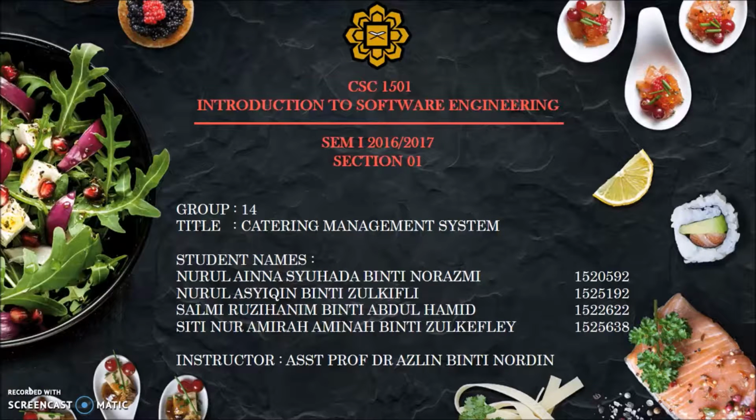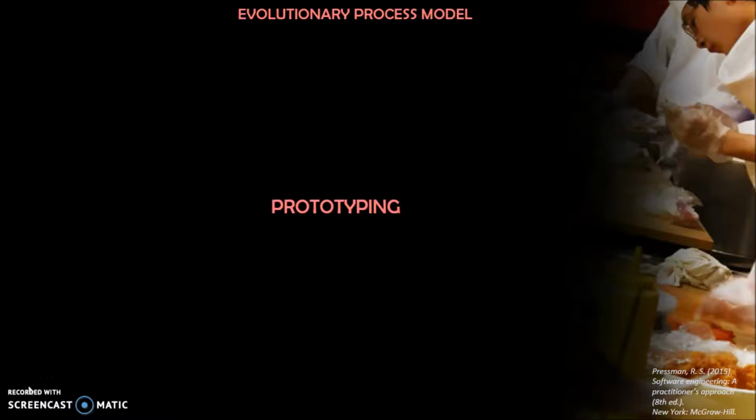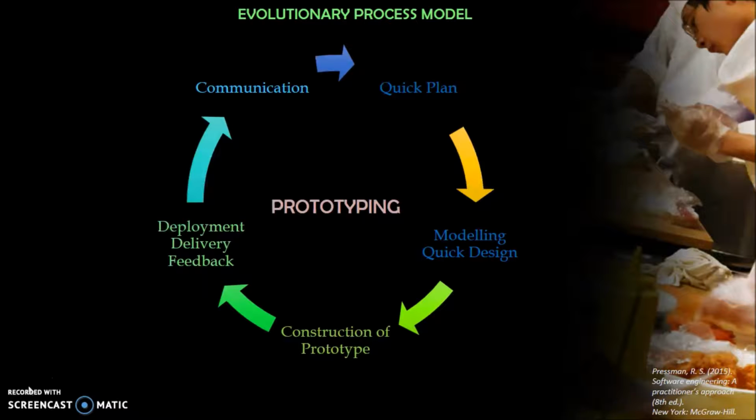In this video, we are about to present our project of Introduction to Software Engineering entitled Catering Management System. So, our methodology of evolutionary process model is prototyping. It begins with communication, and its iteration is planned quickly, and modeling. The quick design leads to construction of a prototype, and the next iteration of deployment, delivery, and feedback occurs.